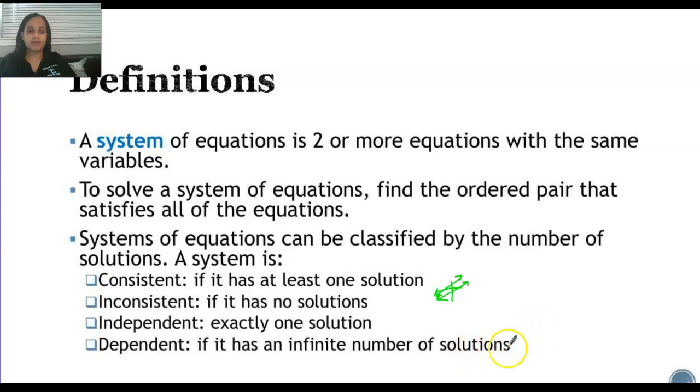Another thing for dependent will be if it has an infinite number of solutions. Say we end up working a problem out and we get a line and then we get another line that actually has the exact same slope and the exact same y-intercept. It's the same line. That's when you get something that's dependent.